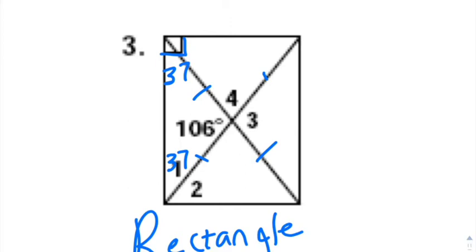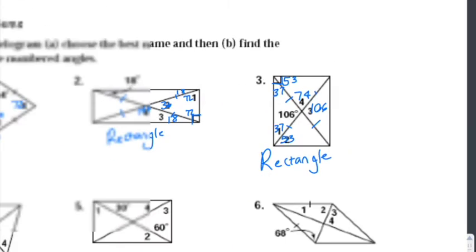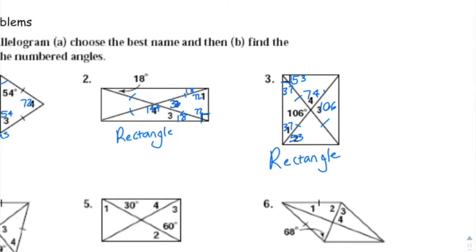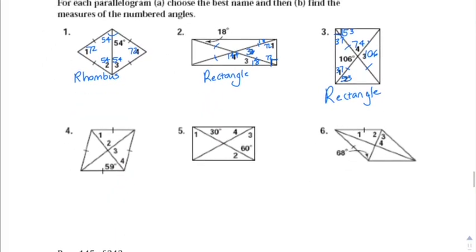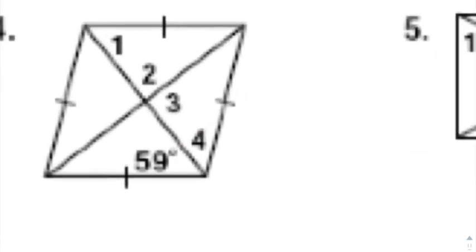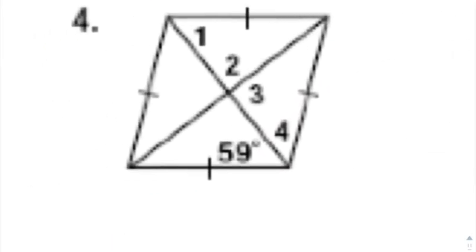And then if you do 90 minus that, you're going to get 53 for these angles. And then you can just kind of work your way around. 74, 106, and then you're good to go. So just use basically what you know about your triangles, and then you should be okay.